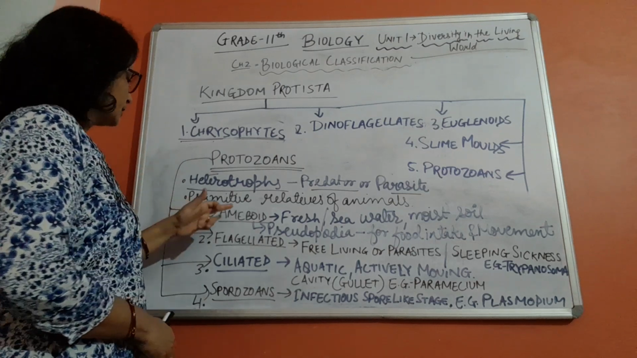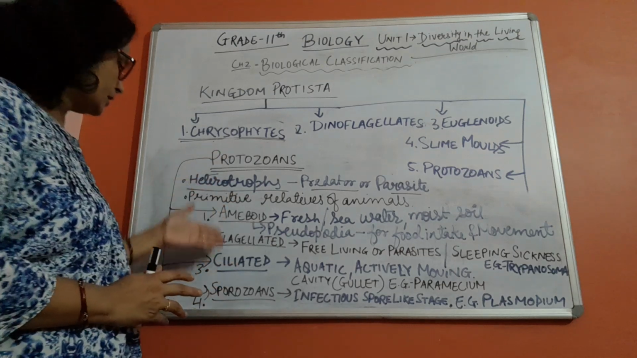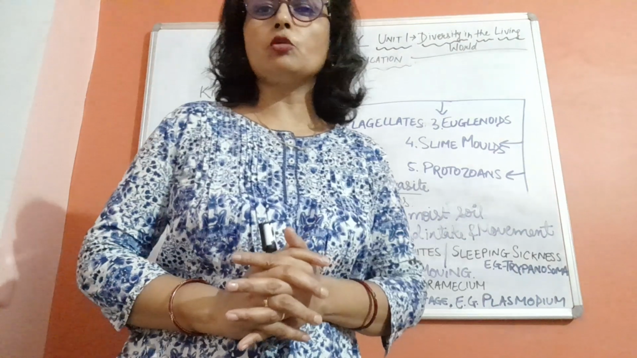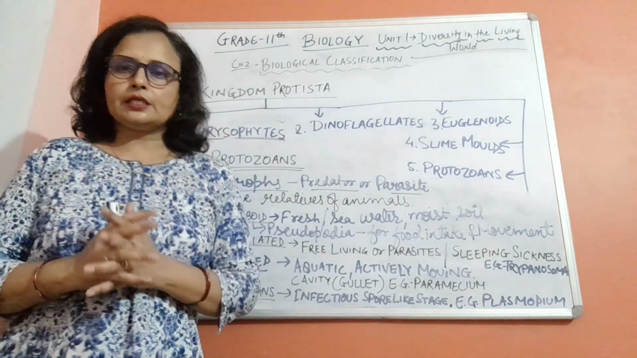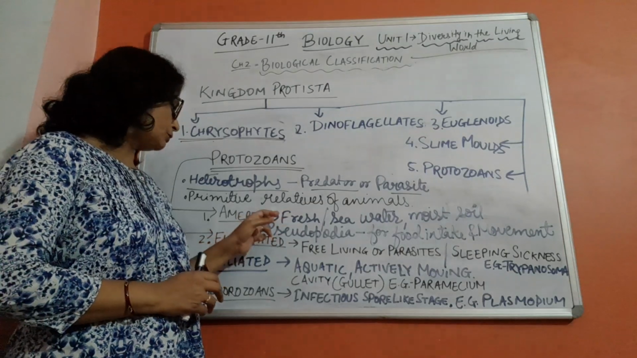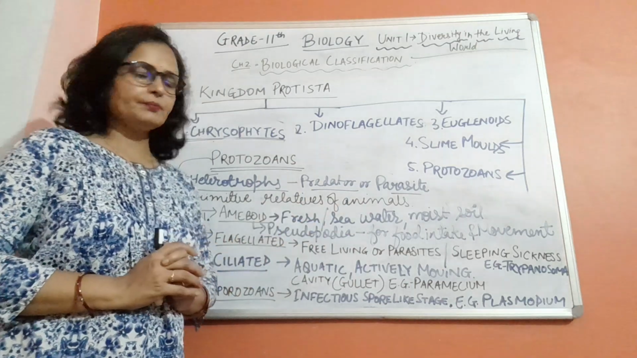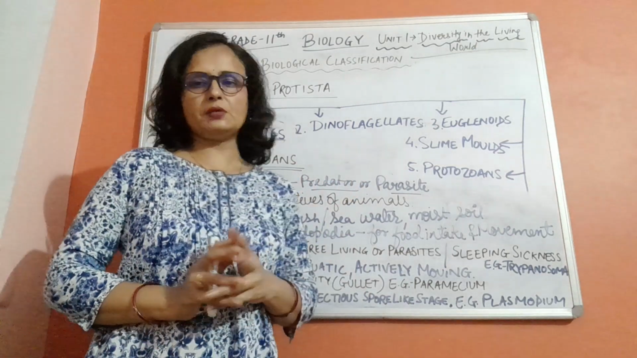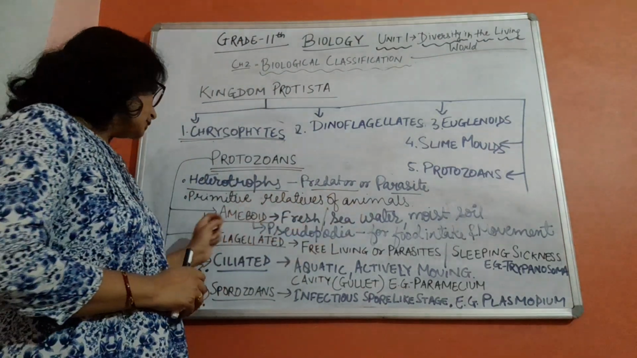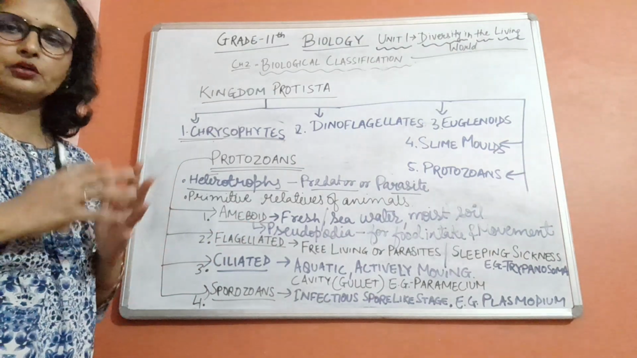Then next, what are the different types of protozoans? There are basically 4 types of protozoans. Number 1, amoeboid protozoans, in which basically Amoeba and Entamoeba are found. So amoeboid protozoans are found in fresh or seawater and moist soil. So basically they are found near water bodies or in the water, and they have pseudopodia for locomotion, and pseudopodia for taking in food.